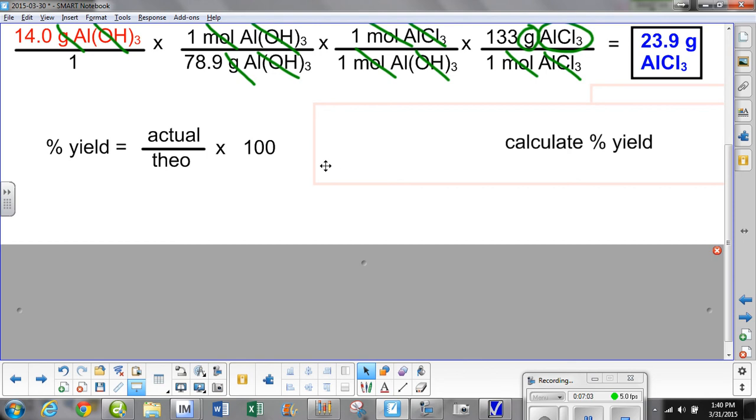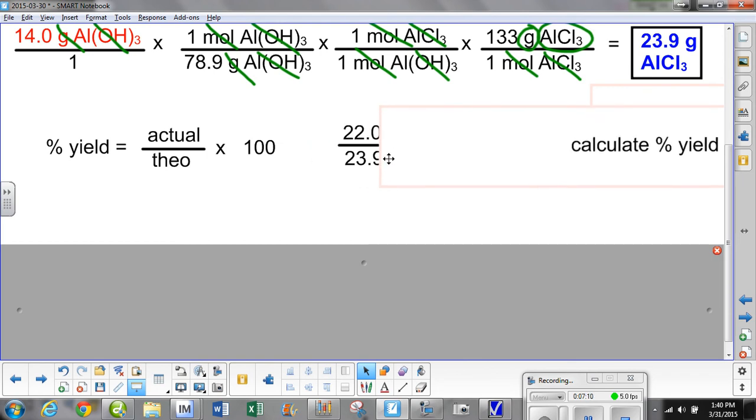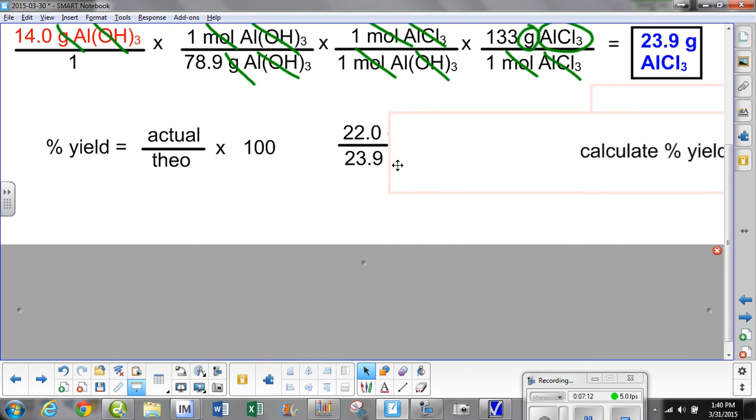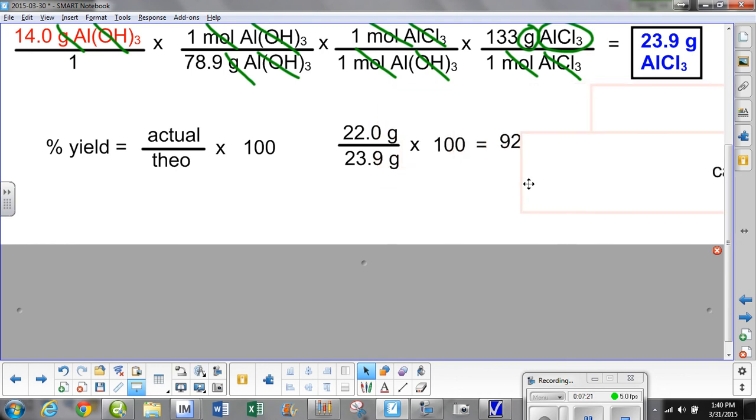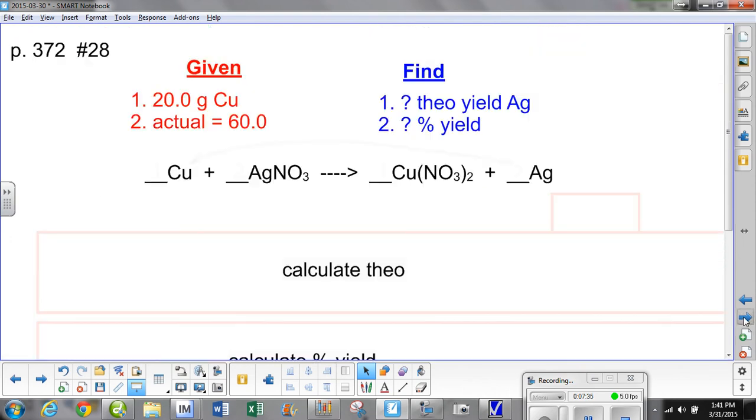Oh, can you read the numbers at all? Yeah, I think it looks like a 22.009. Oh no, that's grams. That's not a 9. Sorry. Okay. Yeah, it's 22 grams over 23.9. Yeah. That's what we ought to have. And does it look kind of like 92.1 for the yield? Yep. Okay, good. All right, so one down.